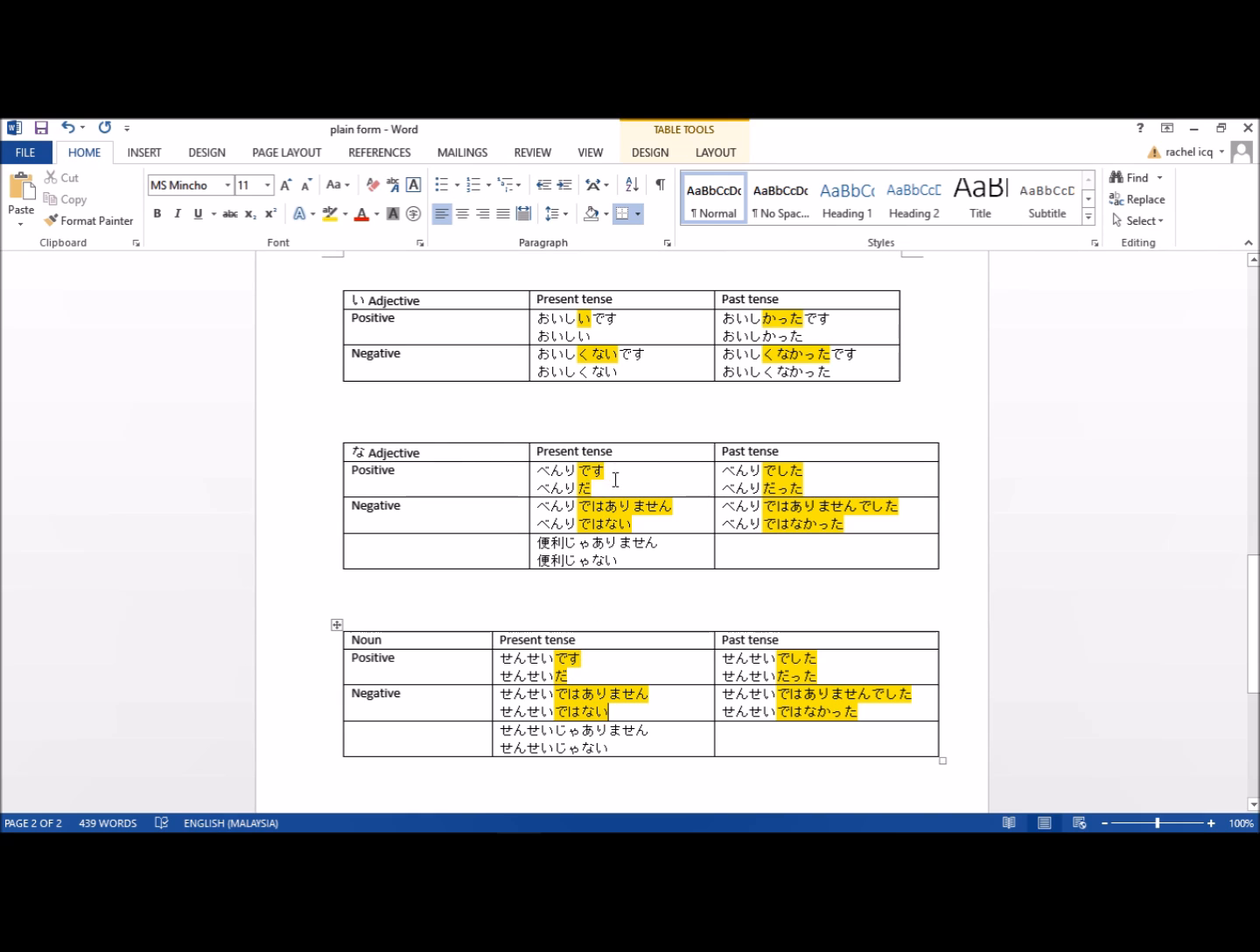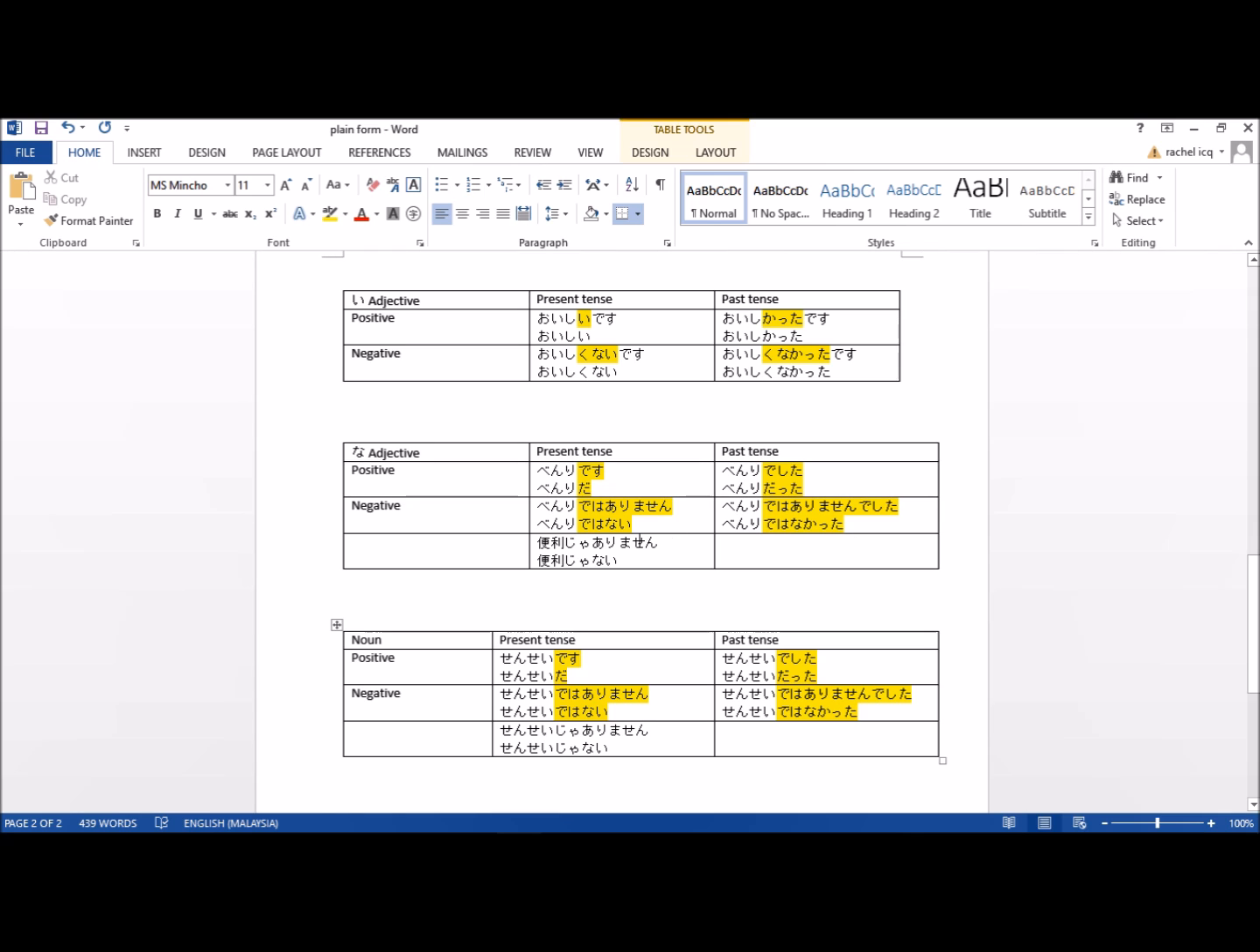And here, non-adjective, you can see desu changes to da as well. And it applies to 4 of them, 1, 2, 3, 4. And if you look below here, it's the same, 1, 2, 3, 4. It's the same as well. So for past tense non-adjective, bendy deshita, you change to bendy datta. Bendy de wa arimasen, change into bendy de wa nai. Bendy de wa arimasen deshita, change to bendy de wa nakatta.